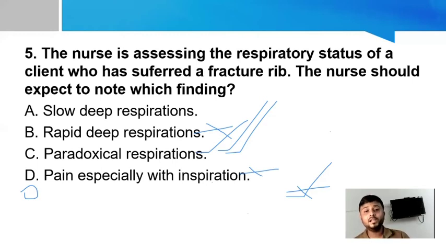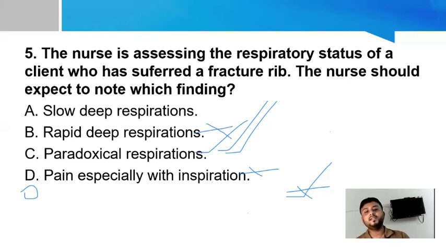I have already told you clearly, try to differentiate those 2 points, flail chest and fracture rib. If the patient is having flail chest, he will have the paradoxical movement of the chest, abnormal chest movement, and abnormal chest movement will lead to abnormal respiration. The second thing is fracture rib. If there is one or two rib fracture in the chest, there will be no paradoxical respiration, because paradoxical respiration occurs in case of flail chest only. So here we will consider the rapid deep respiration. So by this, the third option we can eliminate.